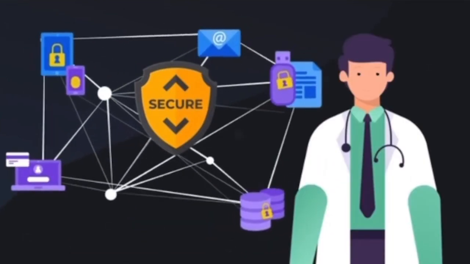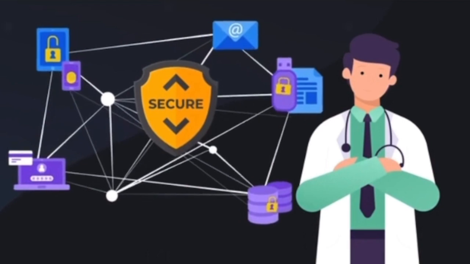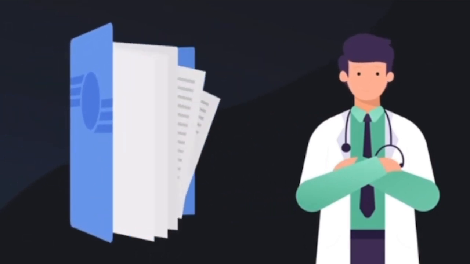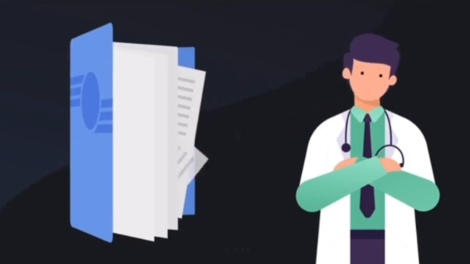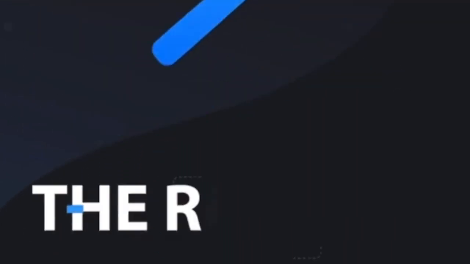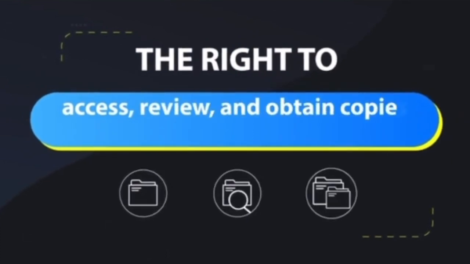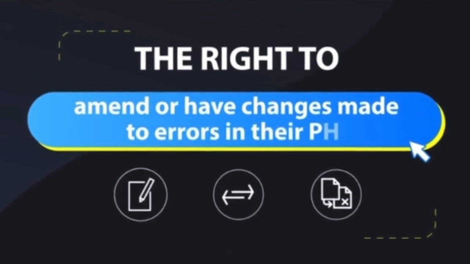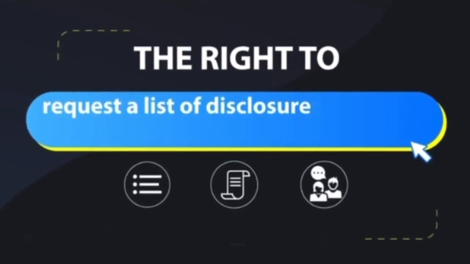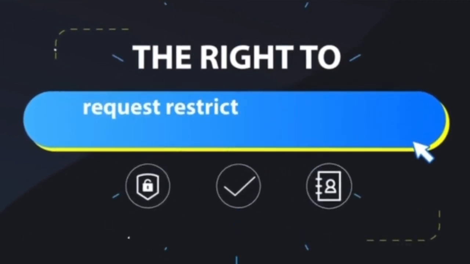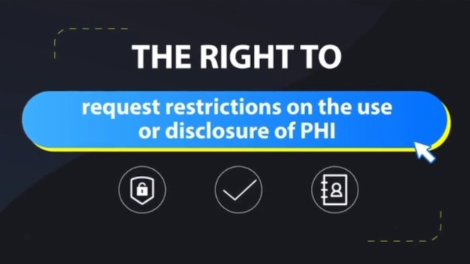The privacy rule requires covered entities to make reasonable efforts to use, disclose, or request PHI only to the minimum amount necessary to still accomplish the intended purpose of the use, disclosure, or request. HIPAA provides individuals with certain rights with respect to their PHI, including the right to access, review, and obtain copies of their PHI, the right to amend or have changes made to errors in their PHI, the right to request a list of disclosures of PHI by covered entities or business associates, and the right to request restrictions on the use or disclosure of PHI.